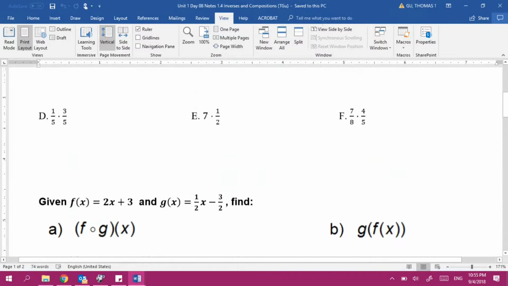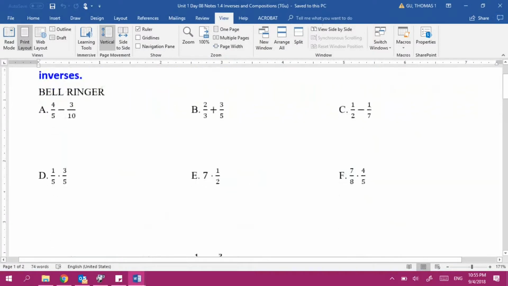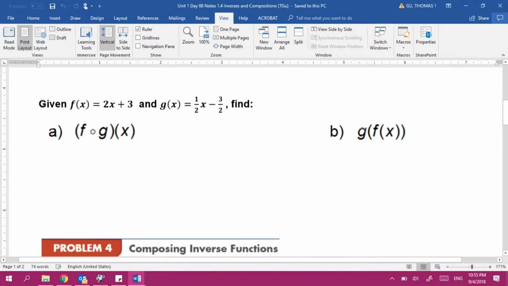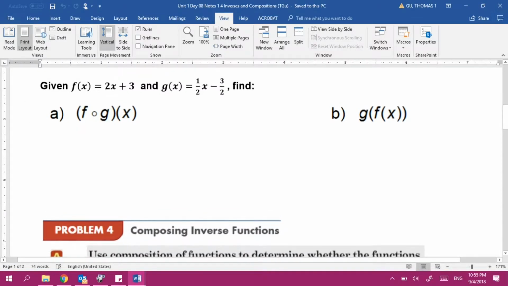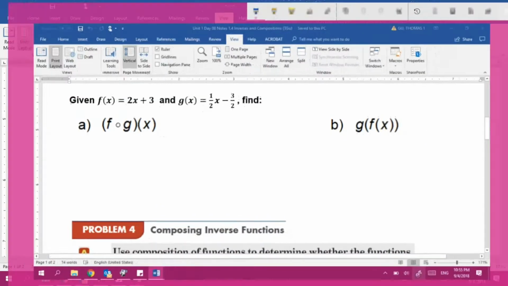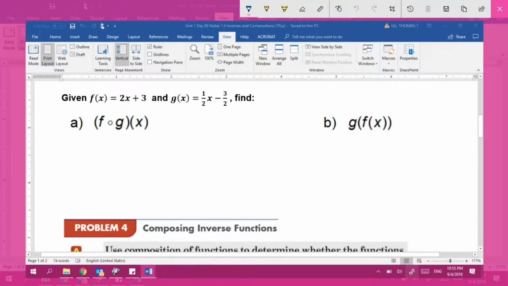All right, let's get on to the main topic here. So remember we did compositions. Well, let's just practice these two compositions real quick. Let's do these. Given that f of x equals 2x plus 3 and g of x equals 1 over 2x minus 3/2, find f of g of x.